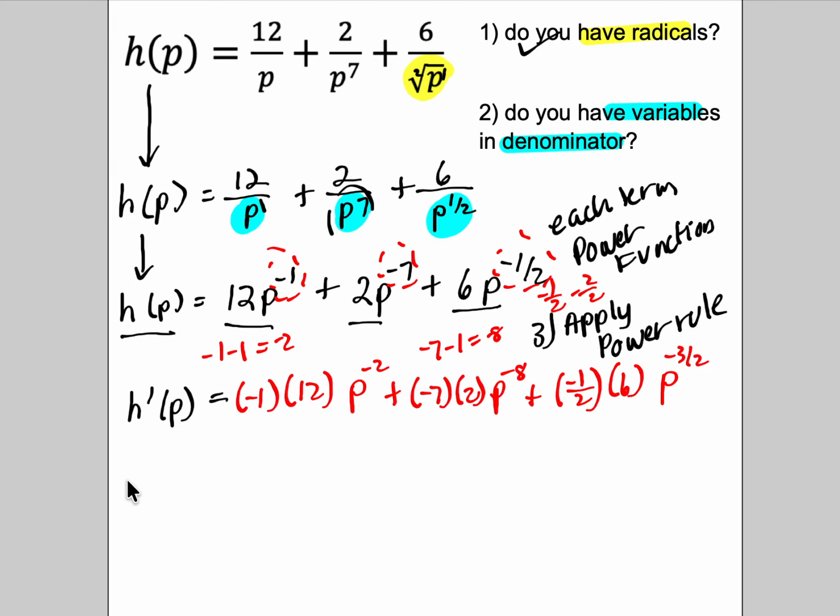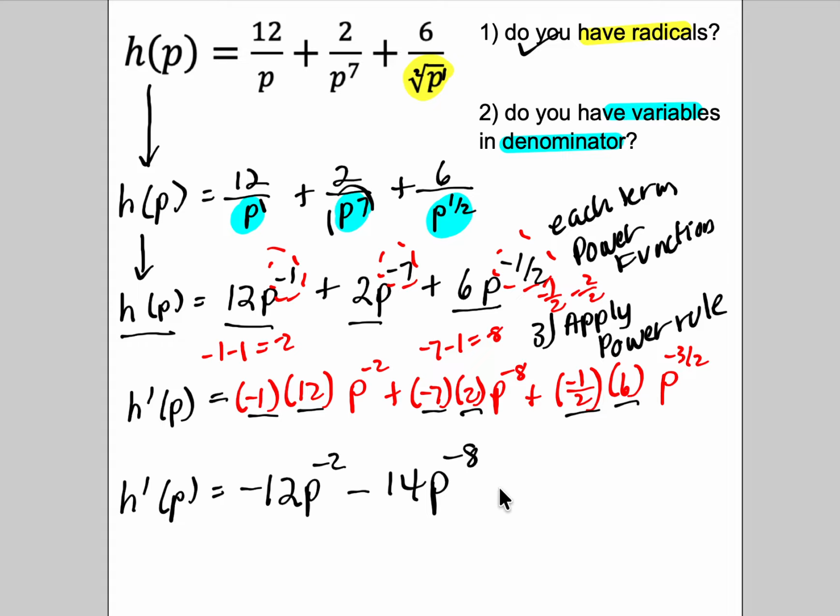My last step is, in some cases you can just leave this, but in this case I would actually simplify it. Let's rewrite this in simplified form. H prime of p is equal to, I take negative 1 times 12, so that's negative 12p to the negative second. Negative 7 times 2 is negative 14p to the negative 8. And then negative 1/2 times 3 is minus 3p to the negative 3/2.